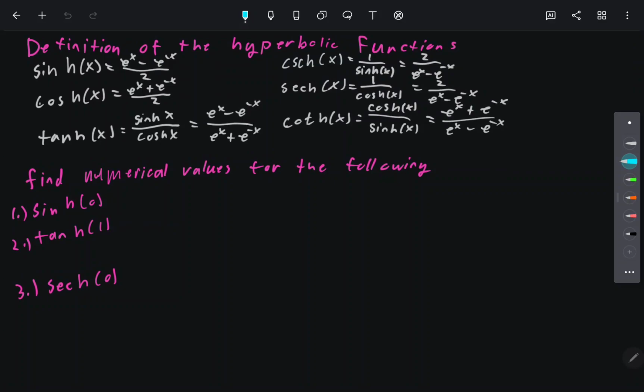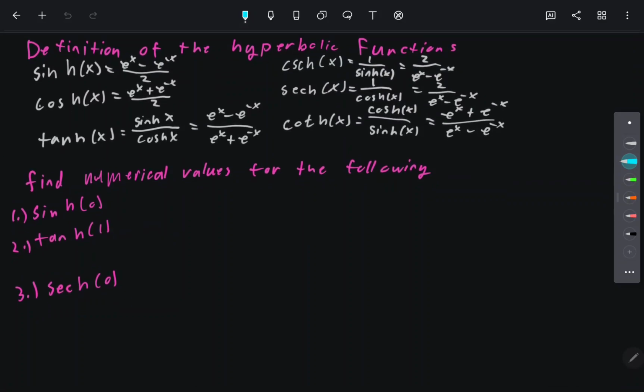Sine h is equal to e to the x minus e to the negative x, over 2. And I'll just let you look through them all. I'm not going to go through them. But there they are. So, we want to find the numerical values of the following. If we have sine h of 0, all we have to do is say that this is going to be the same thing as e to the power of 0 minus e to the power of negative 0, all over 2. This is 1 minus 1 over 2, or 0, for our answer.